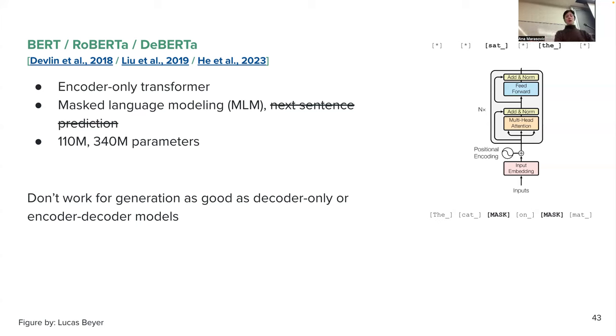The issue with the encoder-only models that are pre-trained in this fashion is that they do not work very well for text generation tasks. So if you want to do summarization, summarize a given article, you can't do it really well with BERT-like models. If you want to do translation, you can't do it really well with BERT-like models. You really need encoder-decoder or decoder-only models for generation.